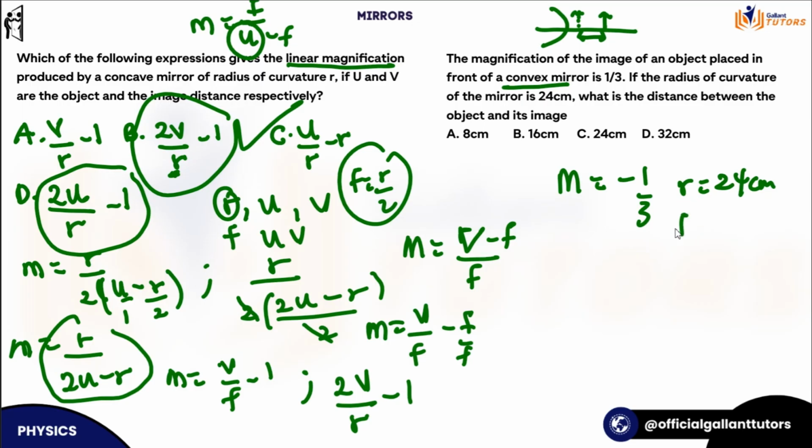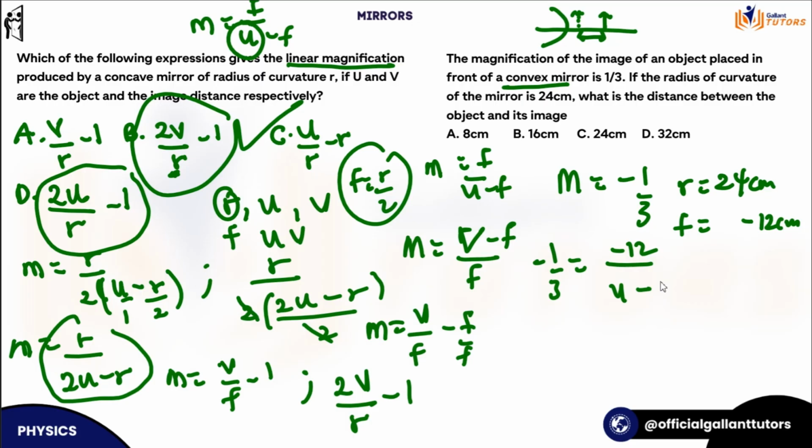Okay, I don't like working with R, so I'll just try to get F. So F is equal to what? Minus 12 centimeter. I told you when I was explaining that whenever we are solving using the lens formula for convex, the only thing that will be positive is u, the object distance. Others will be negative. All right, so let's proceed. Going back to making use of this formula, m equals f over u minus f. So we have minus 1 over 3 equal to minus 12 over u minus 12.